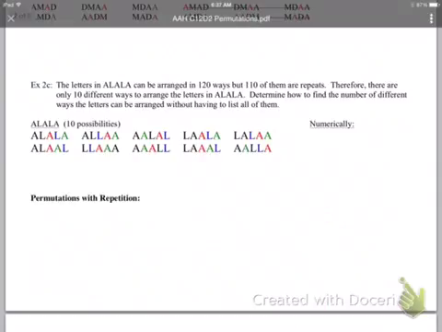Okay, so now we have to add another twist. Now we have these 5 letters. What we would normally do is arrange those in 5 times 4 times 3 times 2 times 1 ways. The problem is the L's are repeated and the A's are repeated. So what we have to do is divide, because I tell you there are 10 possibilities. Here's how you would do it numerically.